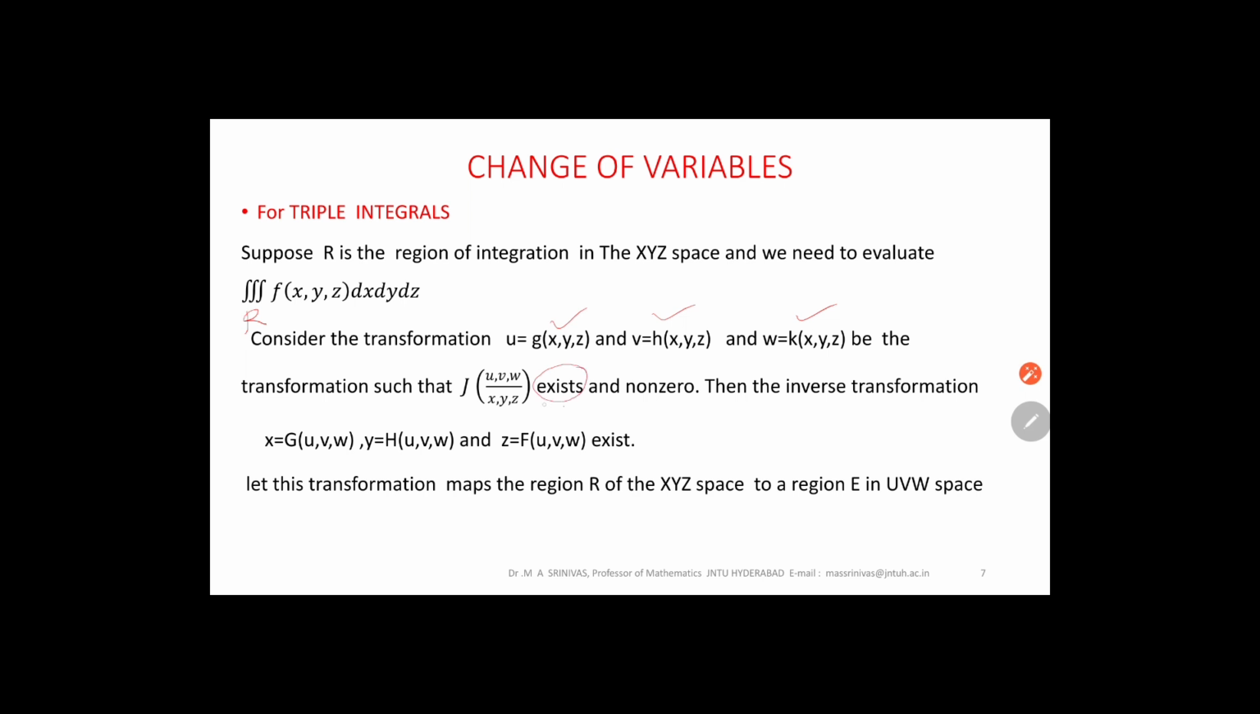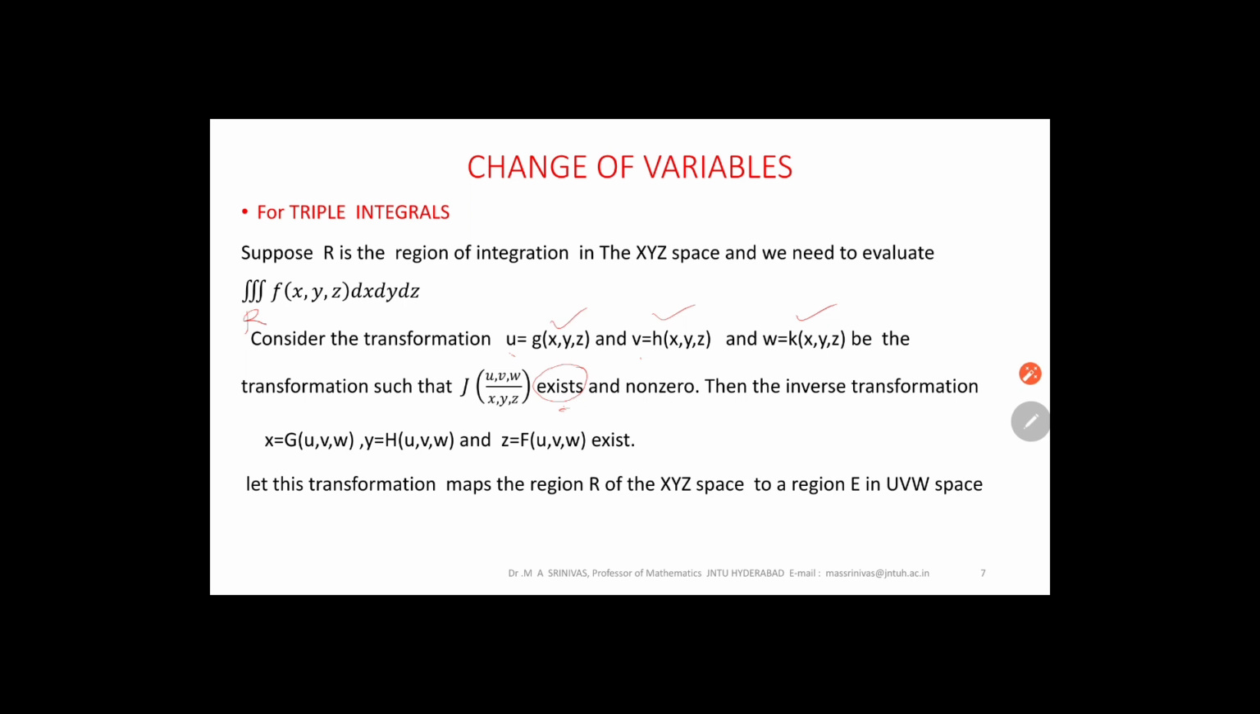The reason for writing existence is that dou u by dou x, dou u by dou y, dou u by dou z will be there as the elements of the determinant. So u should be differentiable with respect to x, y, and z. That is what it actually means. Existence is not for the determinant, but for the partial derivatives, because the elements in the Jacobian are partial derivatives of u with respect to x, y, z. That means u should be differentiable, v should be differentiable, w should be differentiable. And if we evaluate that determinant, that should be non-zero.